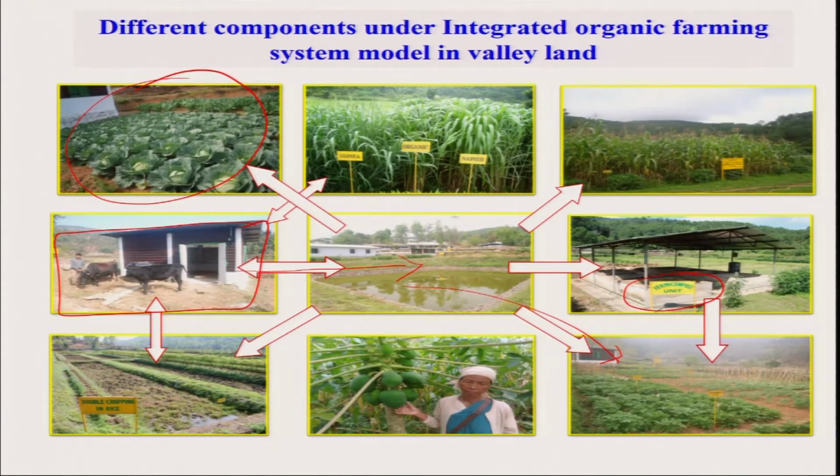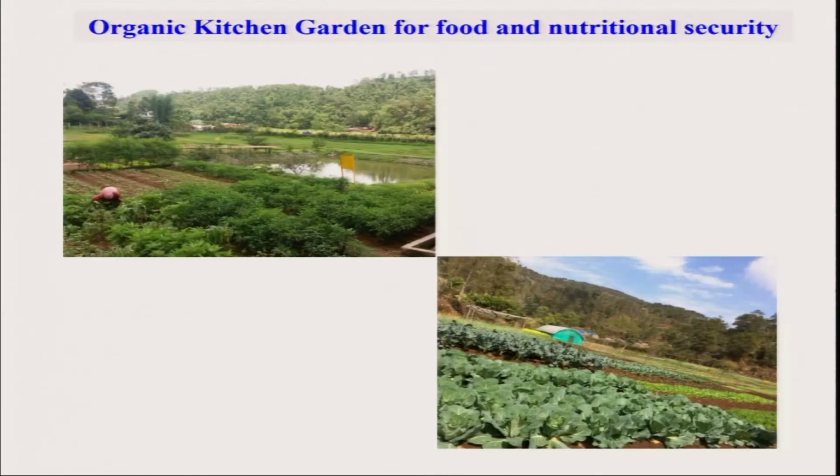The output or byproduct of one enterprise is used as an input for the others, so our dependence on external inputs from the market will be reduced. A farmer is getting income throughout the year, and also a balanced diet. From this integrated organic farming system, he is getting cereal, pulses, oilseed, fruit, vegetables, milk, and also fish. This always helps with balanced nutrition, food and nutritional security, apart from enhancing his living standards.